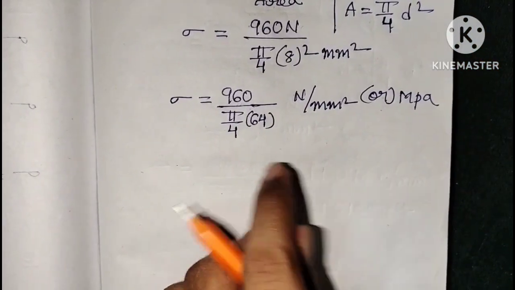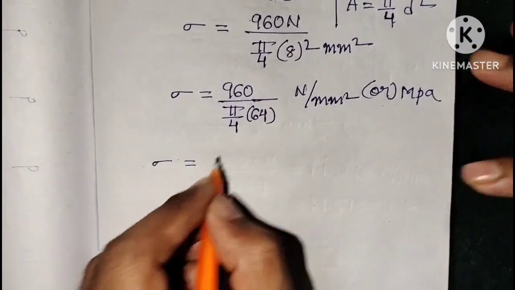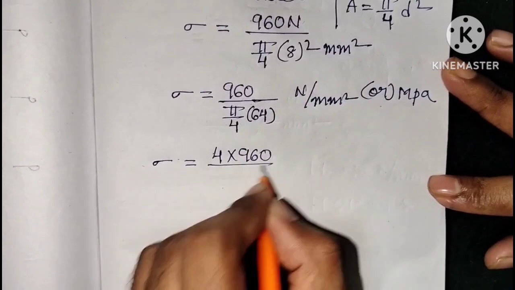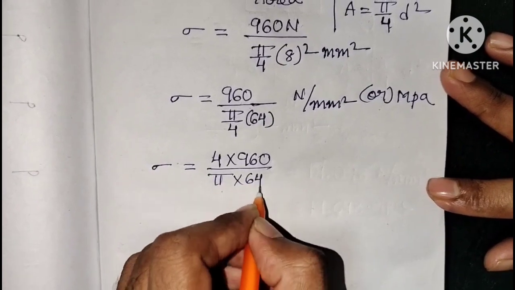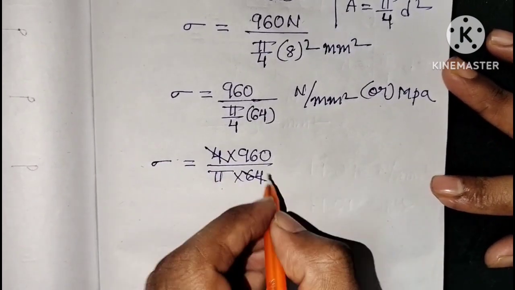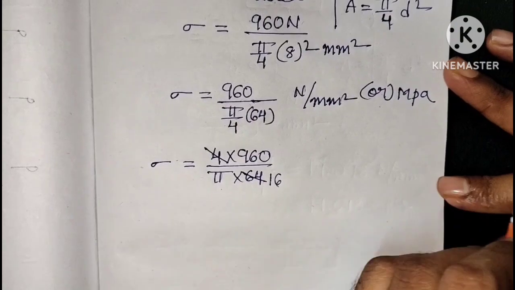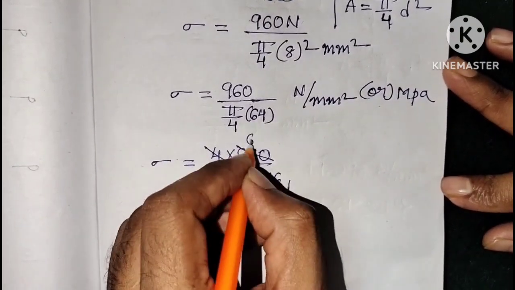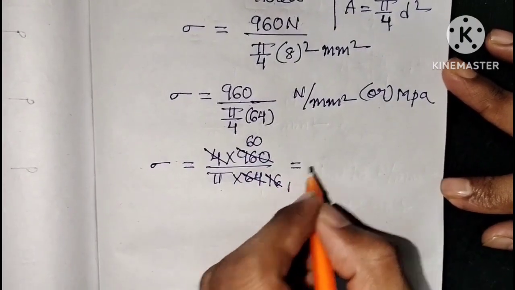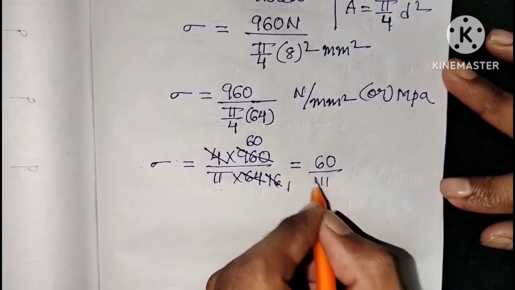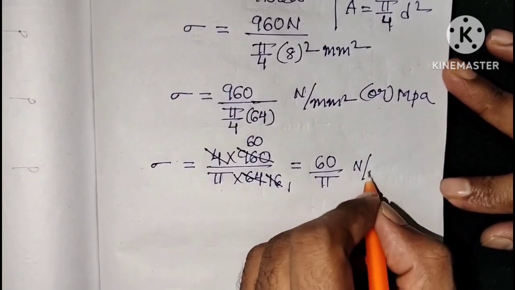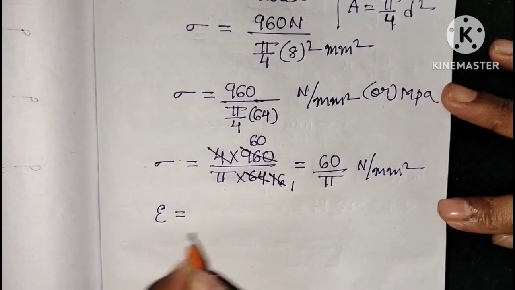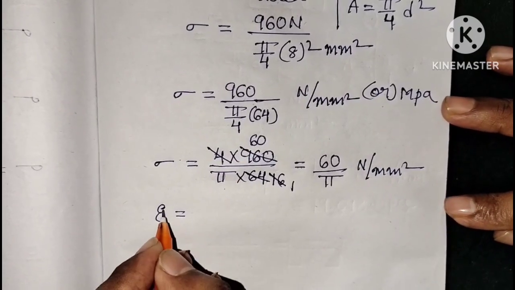Let us calculate this. Sigma is equal to the reciprocal of pi by 4, that is 4 by pi, so 4 into 960 by pi into 64. 4 ones are 4, 4 16s are 64, and 16 ones are 16, 16 60s are 960. So 60 by pi Newton per mm square.